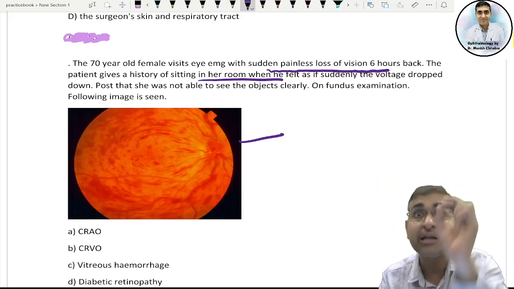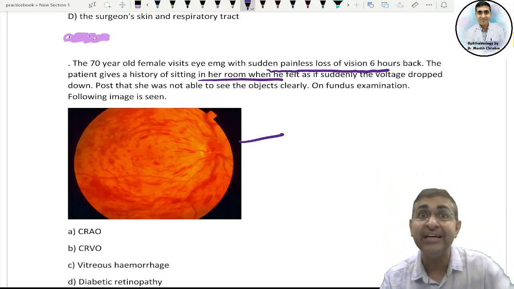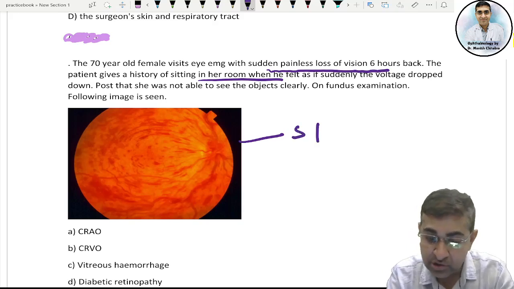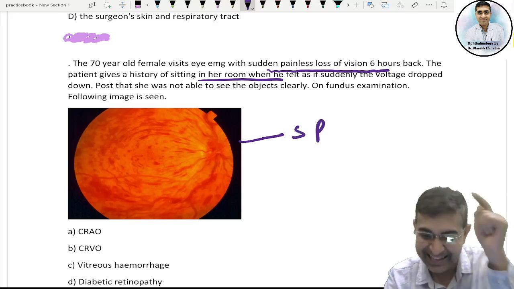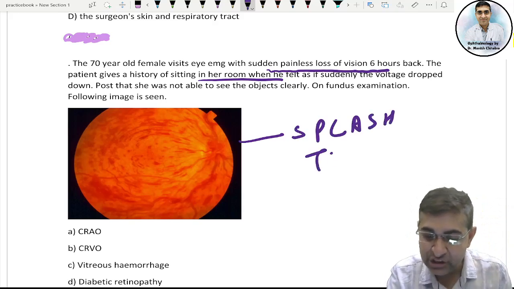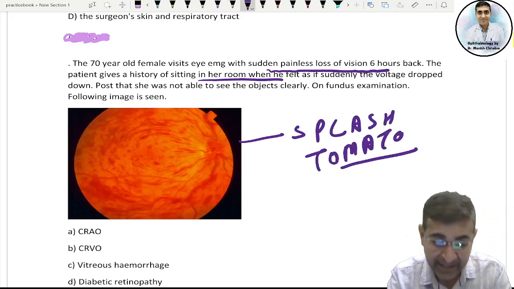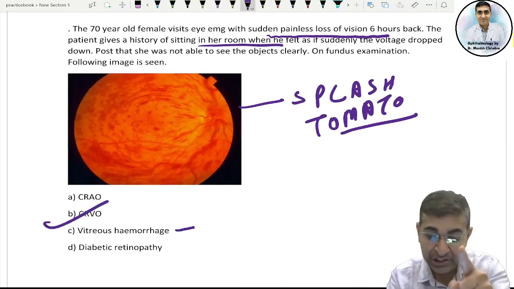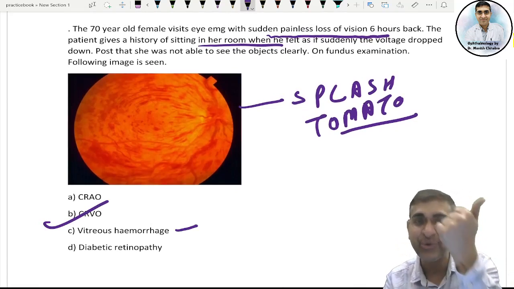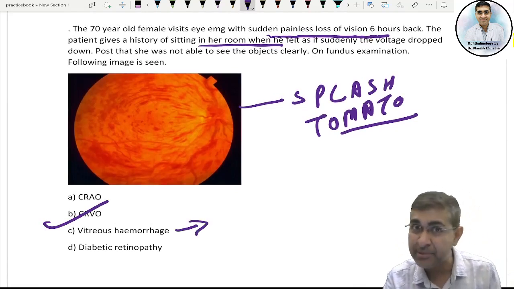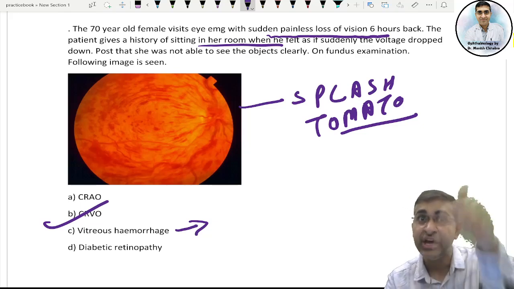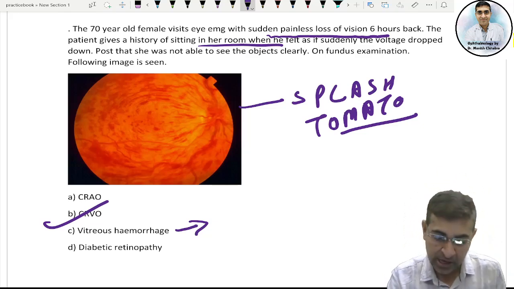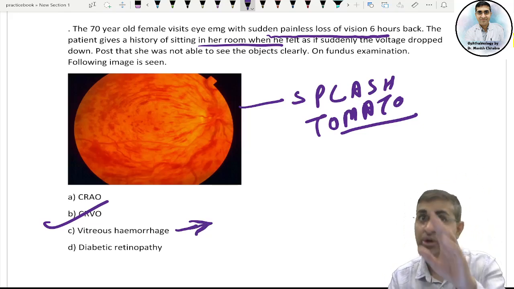But in CRAO, the retina will be pale, milky white, cherry red spot will be there, cattle trucking will be there. Yes, but here, which appearance do you see? It is the splash tomato appearance. Yes, and the answer is clear cut, which is CRVO. Now your NEET PG 2024 question, in vitreous hemorrhage, what happens? This was also asked in a twisted way in your INICET 2024 June session.